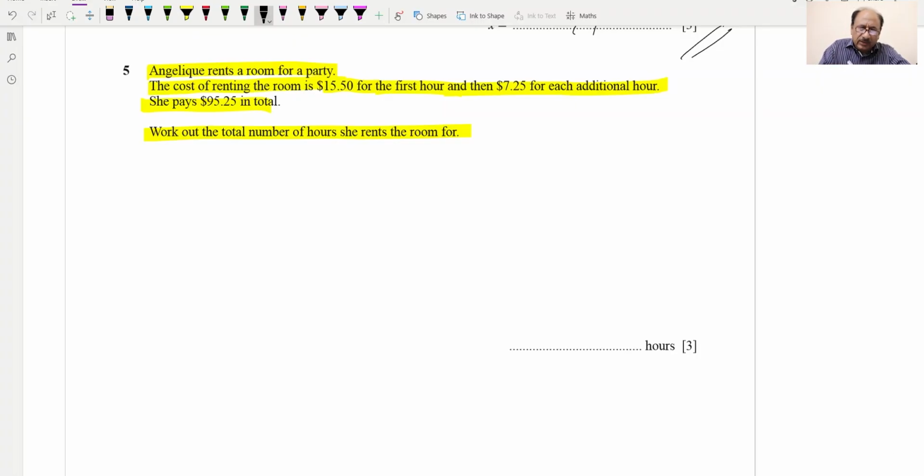So we can calculate this: the amount she is paying for just hiring the room, and then per hour is 7.25. So in this one we will be adding 7.25 multiplied by x, which is equal to the total amount she is paying, $95.25. And now we can simplify this.